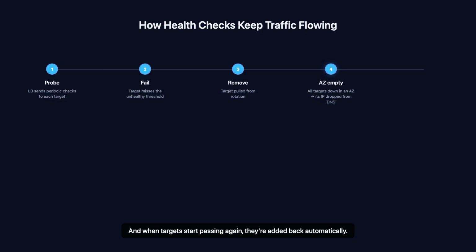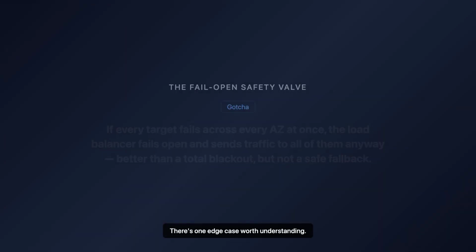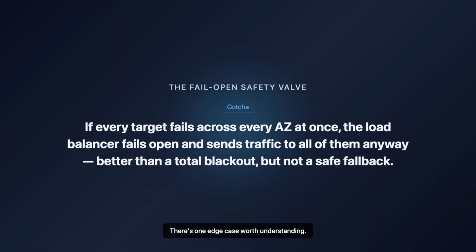And when targets start passing again, they're added back automatically. No manual intervention, no on-call page. There's one edge case worth understanding.